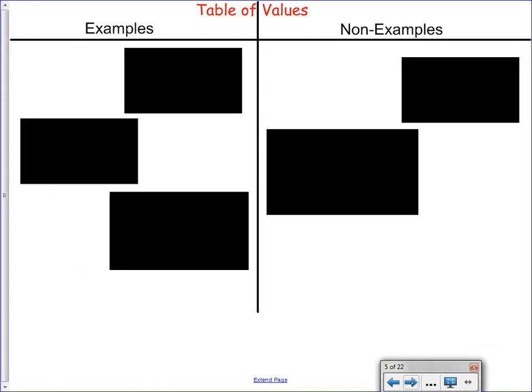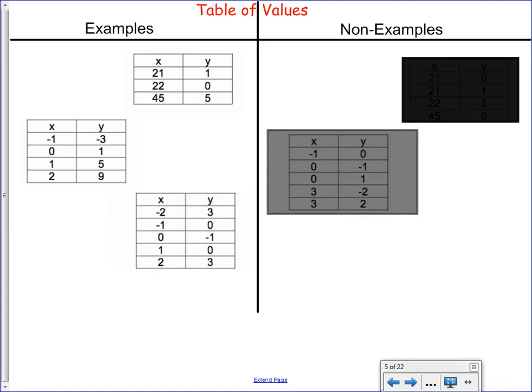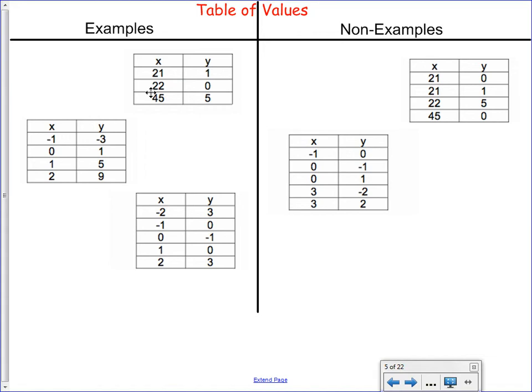Going to the next one, I'm going to show you, we can also represent this with a table of values. I'm going to show you examples of a function and some non-examples. I want you to talk about this with your partner, about what a rule is for a function and not a function. Talk about it with your partners, come up with a rule.